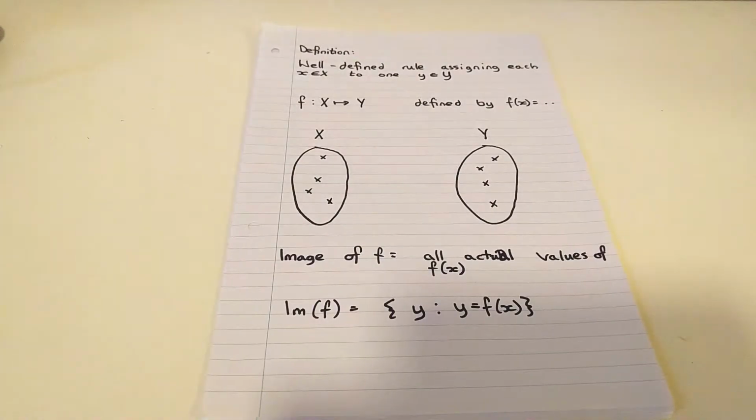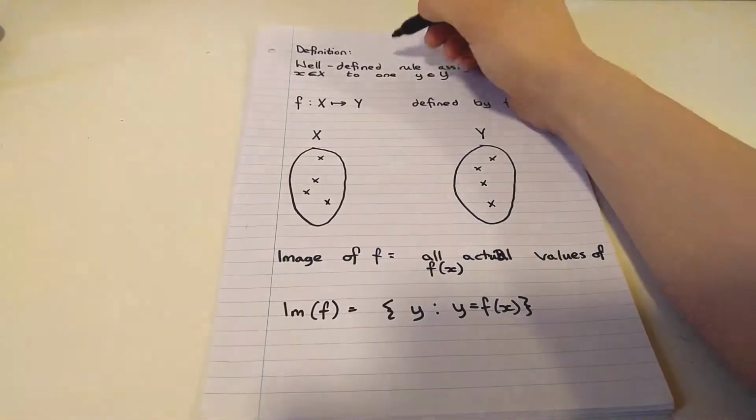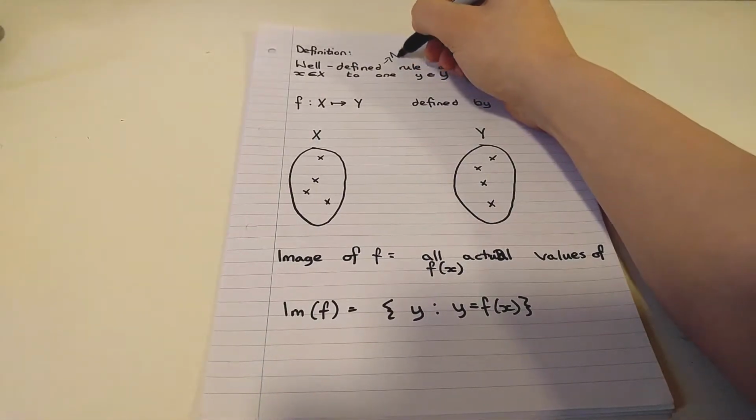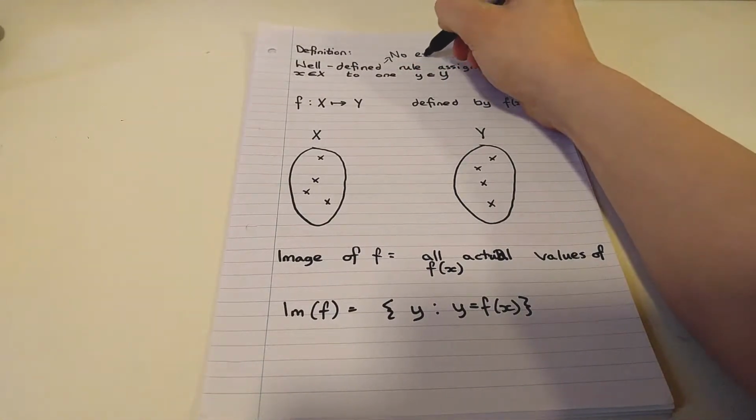In this video we'll talk about functions. So you've probably come across functions previously in your studies, but you never thought about what the definition is. So that's what we're going to cover today. By formal definition, a function is a well-defined rule. Well-defined simply means there are no exceptions to the rule.